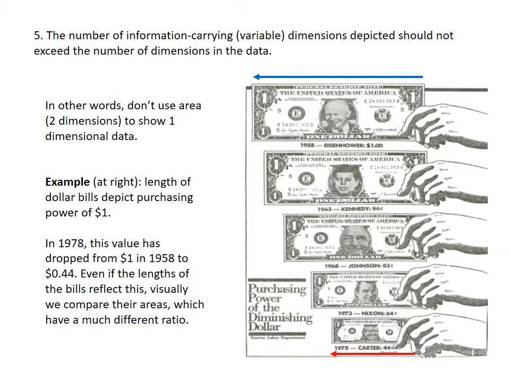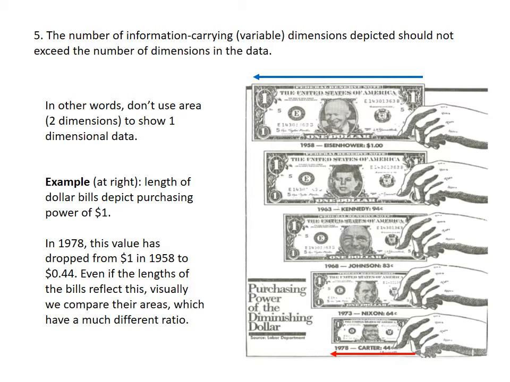And what they mean to do is show that the length of the dollar bill is what is proportional to the decrease in purchasing power. So the John F. Kennedy dollar is 94% as long as the Eisenhower dollar, and the Jimmy Carter dollar is 44% as long as the Eisenhower dollar. The problem is that it really doesn't look like that. The Jimmy Carter dollar doesn't look like it's 44% as big as the Eisenhower dollar, because when you assess this in terms of its area, it's not. It looks like it's about a quarter as big, even though the length of the dollar might be 44% as long as the Eisenhower dollar.